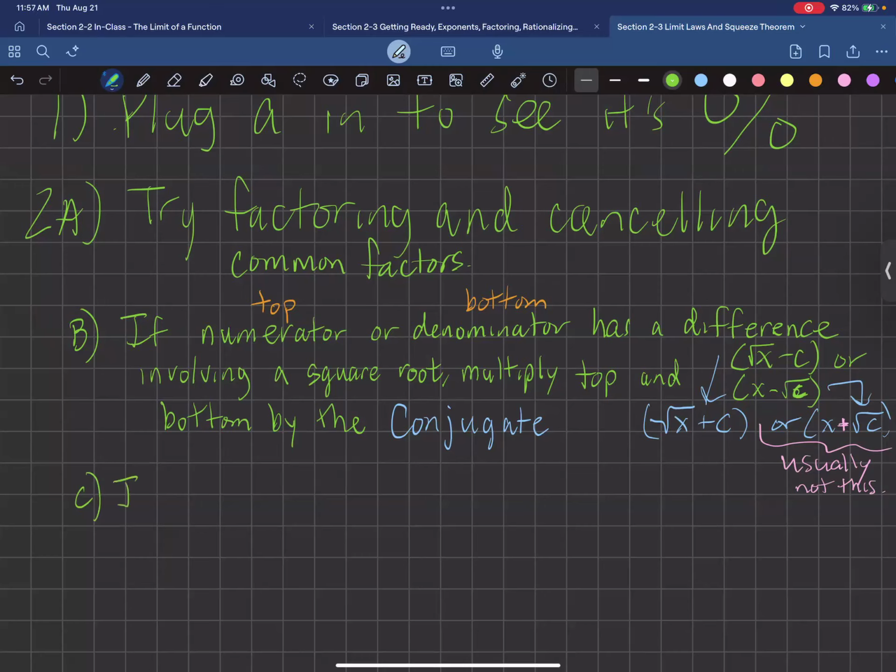And if f of x over g of x is a complex fraction, simplify it. Okay.